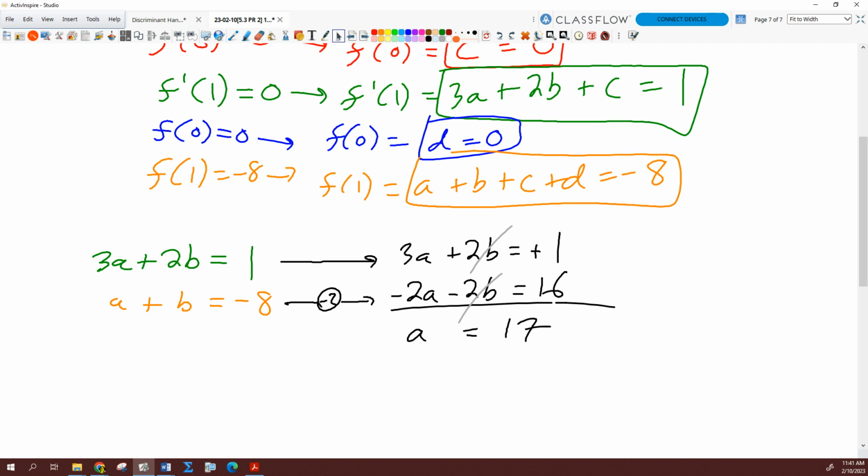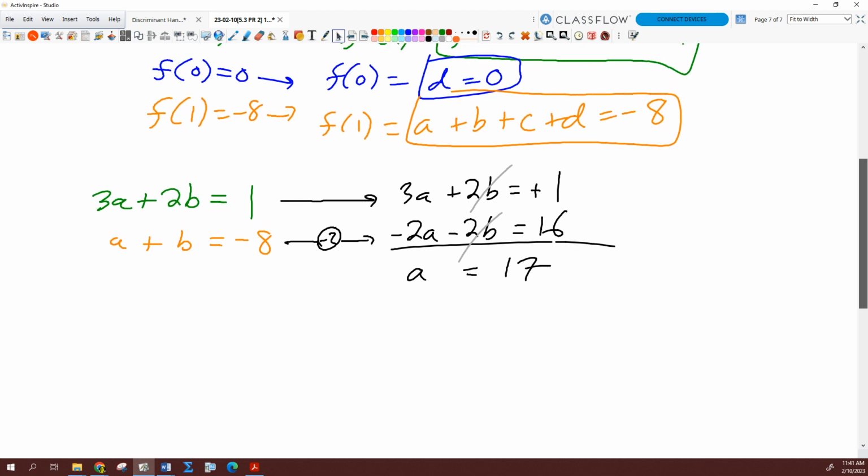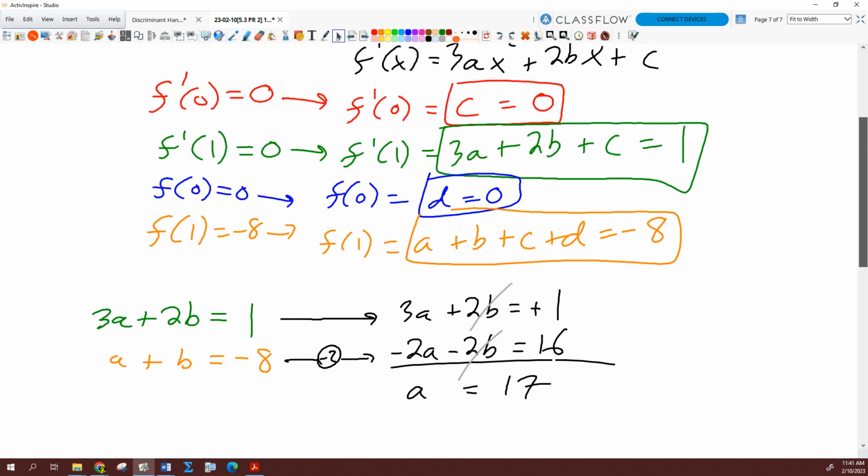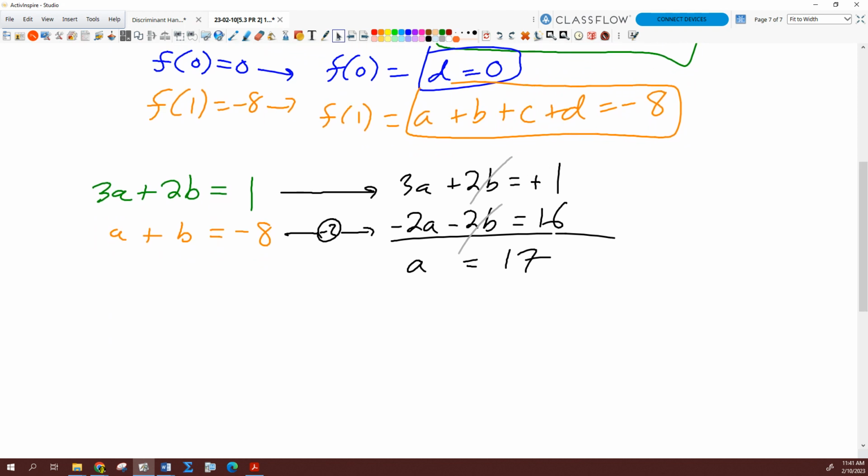A equals 17. I think that's right. We can easily just graph these things and see, right? When we're all done, we'll just graph them and see. And if a is 17, then we could just go back. b would have to be what? 17 plus b equals -8, so b would equal -25.